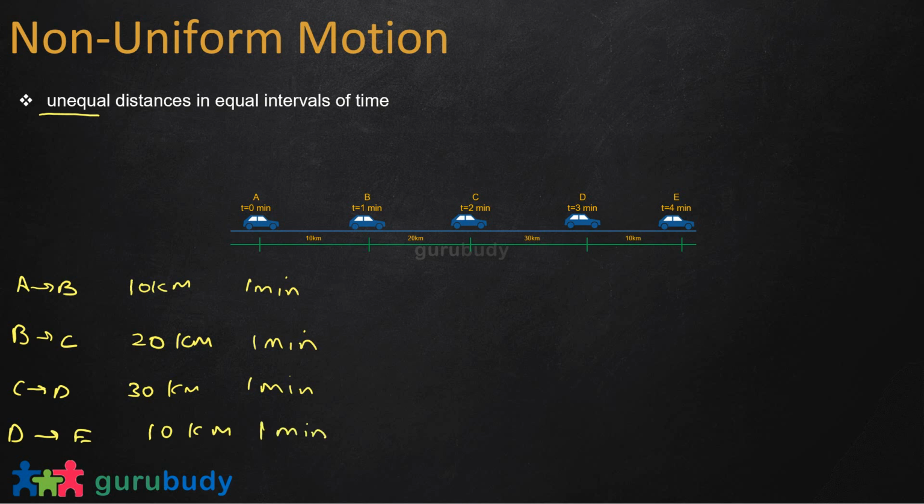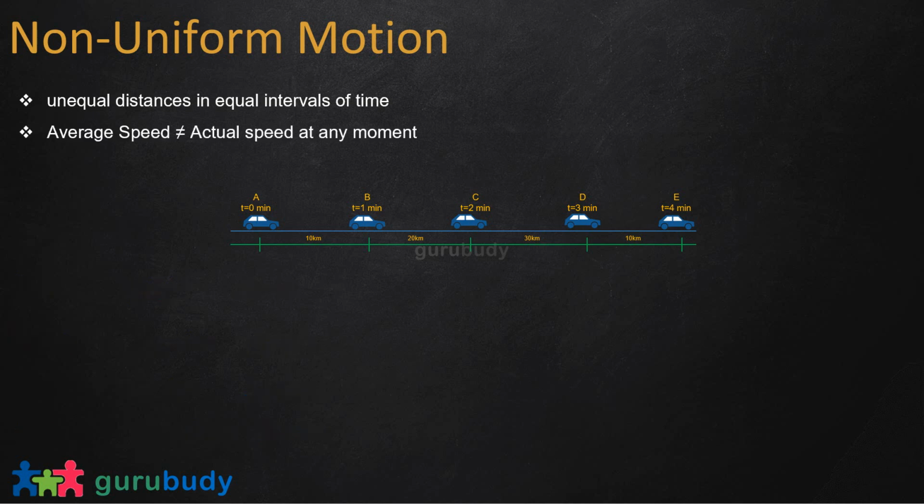Okay, and then D to E is 10 kilometers in 1 minute. Okay, so as you see in this motion, the car is traveling unequal distances, right, in equal intervals of time. So the equal interval of time here is 1 minute, right? So this type of motion, when the car is traveling unequal distance in equal intervals of time, is called non-uniform motion. Okay, I hope that is clear. Let's look at more about non-uniform motion.